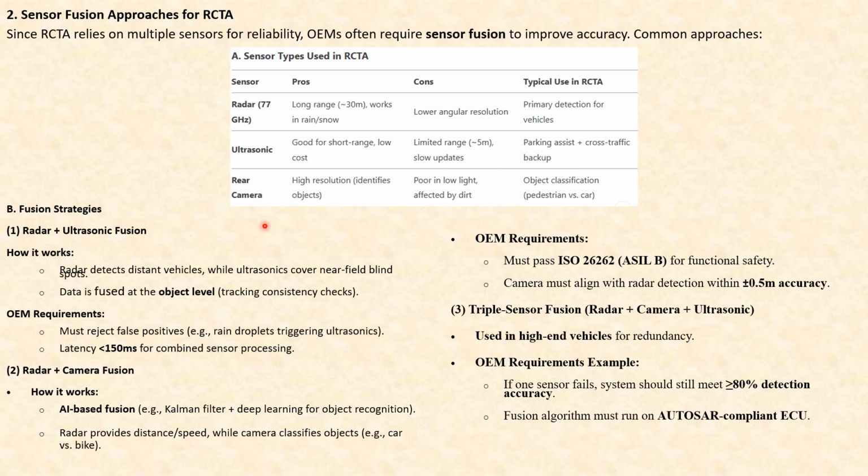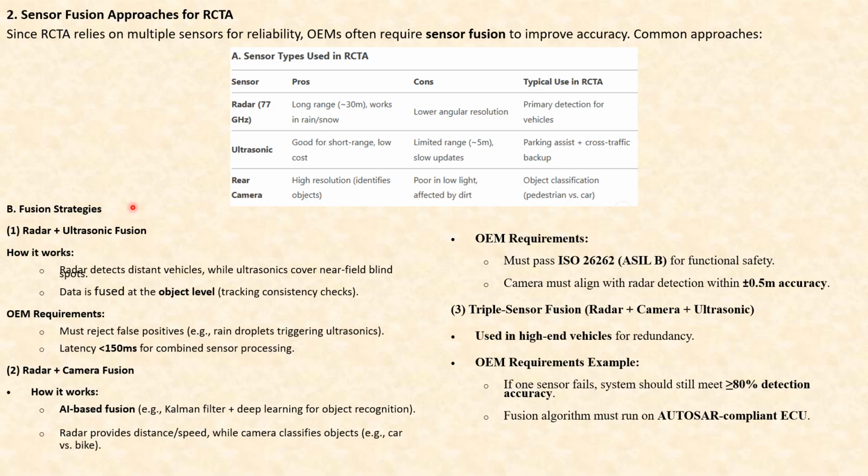And next is rear camera. It must have high resolution. It must be able to identify the object. And the main con or disadvantage of the camera is it is poor in low light and affected by dirt. And typical use, what is the typical use in RCTA? Object classification, whether it is a pedestrian or a car, it clearly identifies.